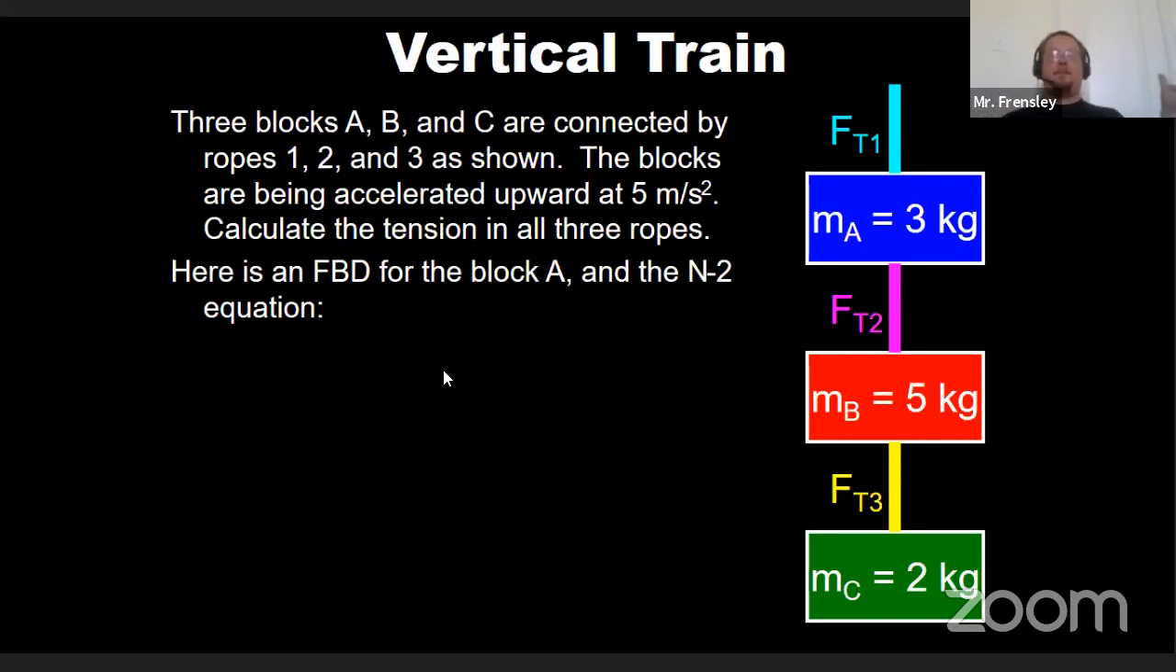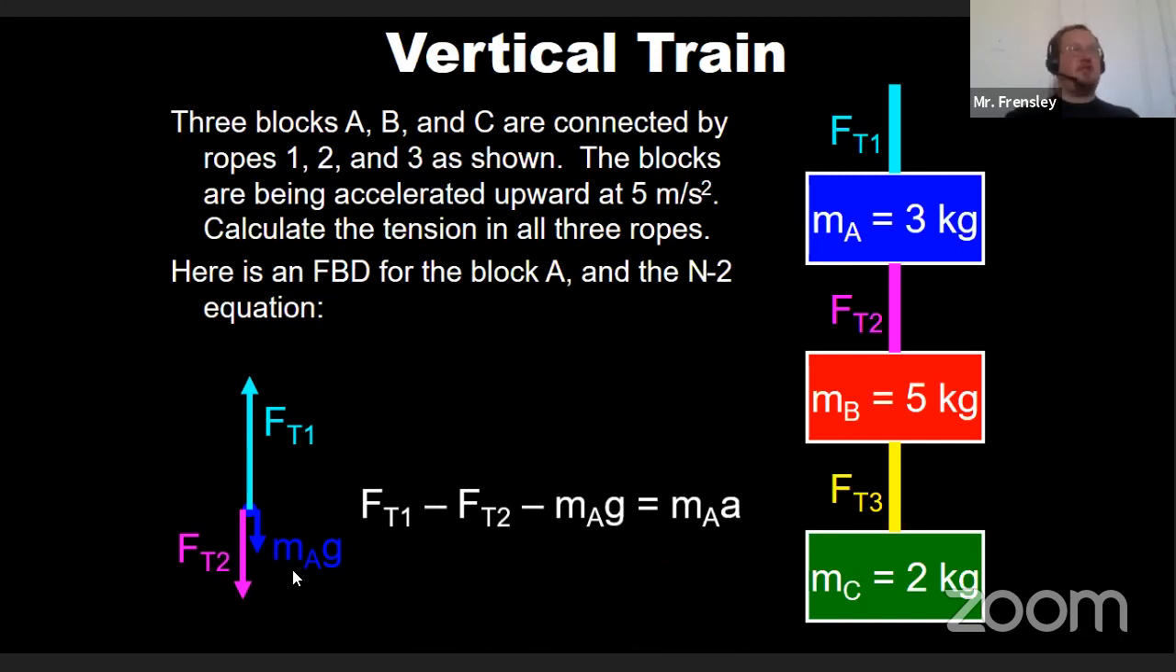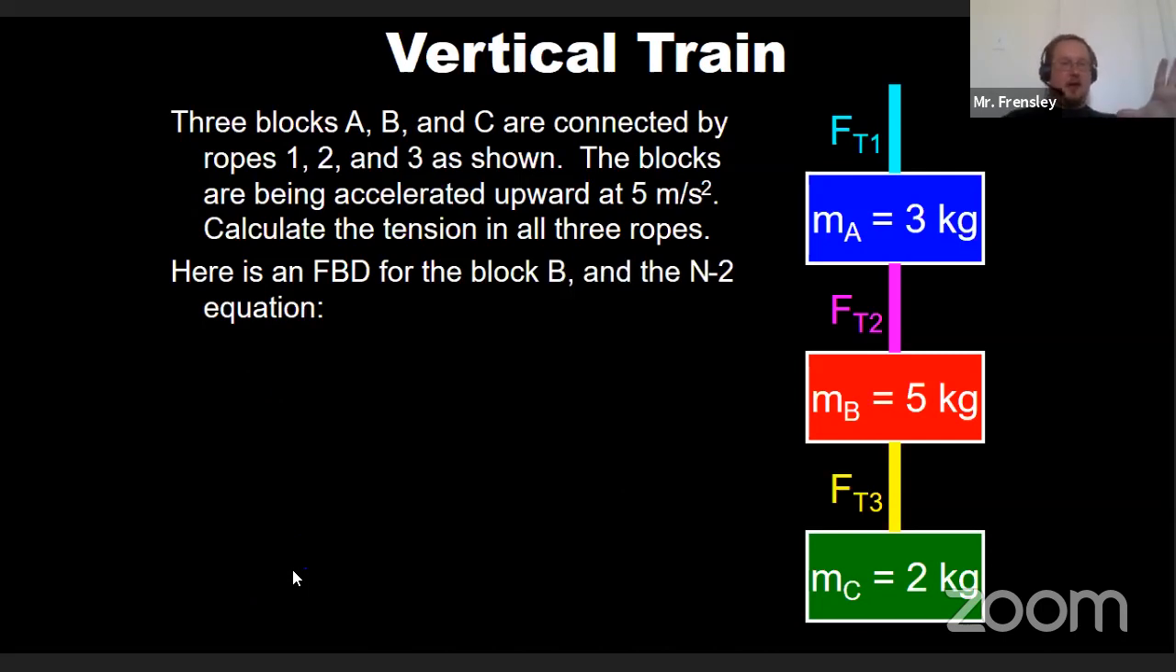Okay, so let's just look at block A. If we look at block A, then we have tension 1 up and tension 2 and mg down. So I can come up with an equation. Tension 1 helps you go. Tension 2 and mg hold you back, so they're both negative, equals ma. All right, that's just looking at block A.